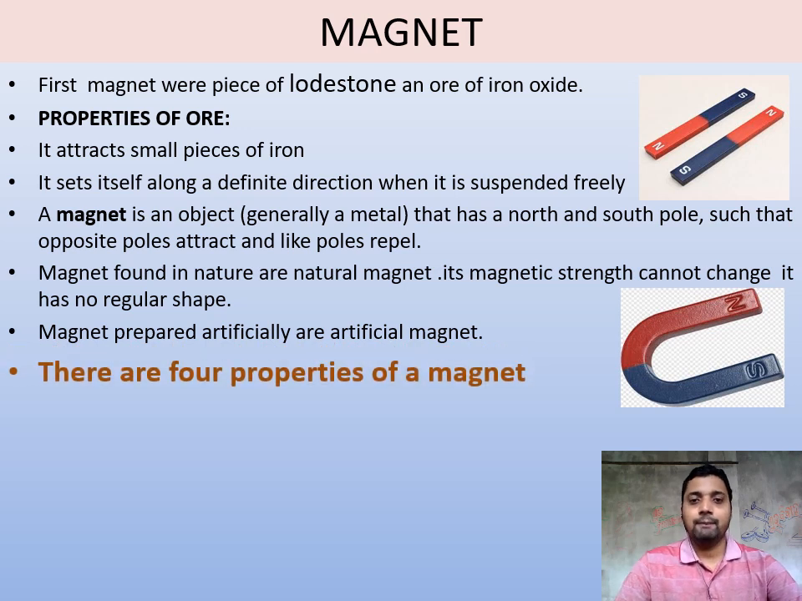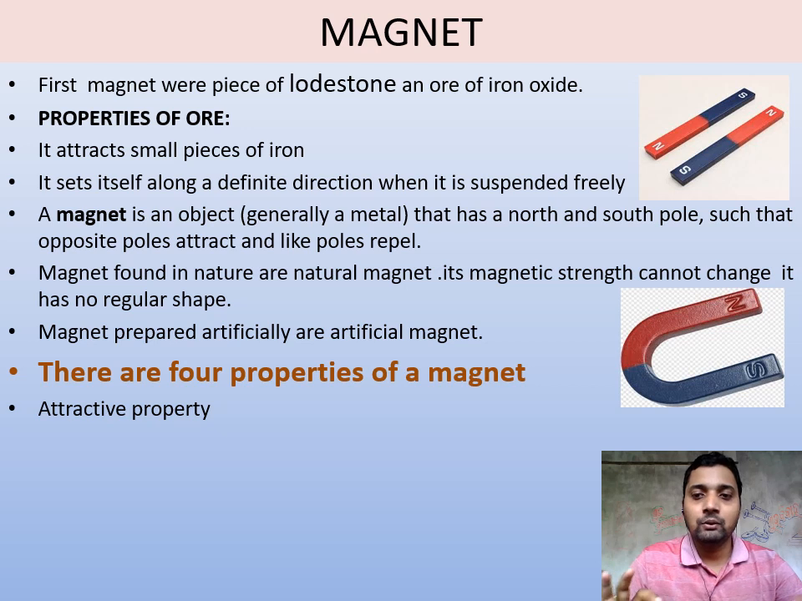And a magnet has four properties. How will we know whether a given substance is a magnet or not? For this, we have some properties, called the properties of a magnet. The first property we look at is the attractive property. Attractive property means a magnet can attract a magnetic substance like iron, nickel, cobalt, and it can also attract the opposite pole. Repulsion is only possible when like poles face each other, and only at that time is there a force of repulsion.